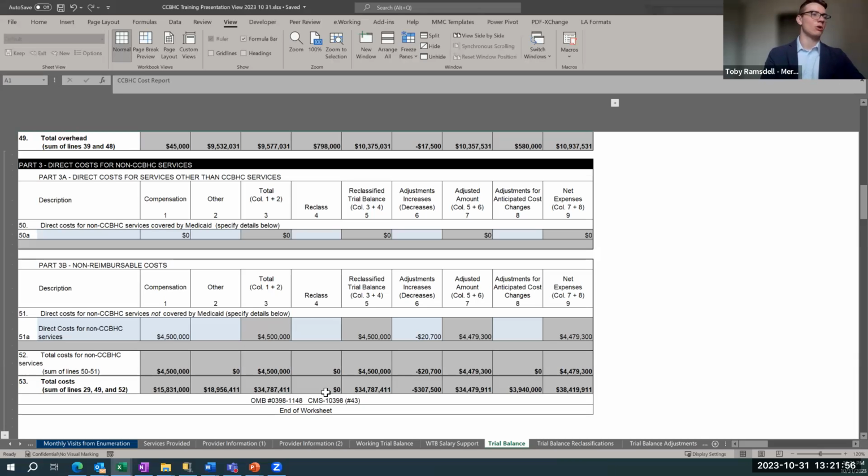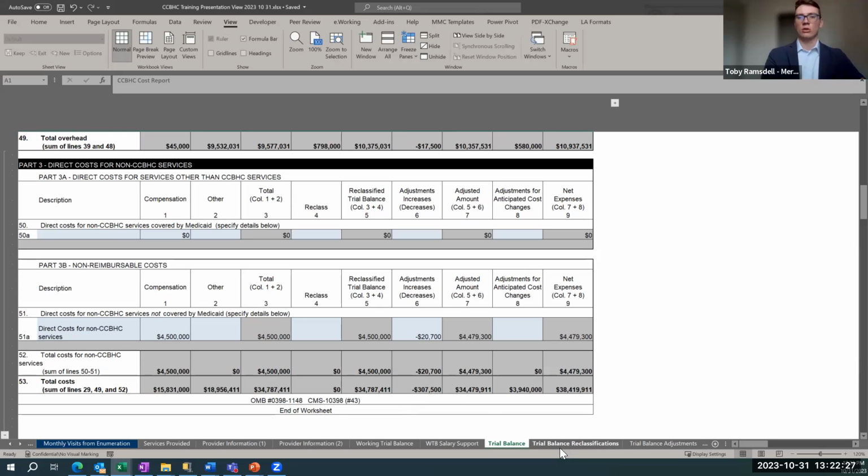I'll also call out column 4, line 53, column 4. Note that my total reclassifications is 0. The reason for that, again, is that all reclassifications have a positive component and a negative component. I'm moving costs between lines. Now the adjustments are different. That is for the complete addition or complete removal of certain items of cost. For example, I may remove some unallowable costs. In that case, they would be wholly removed.